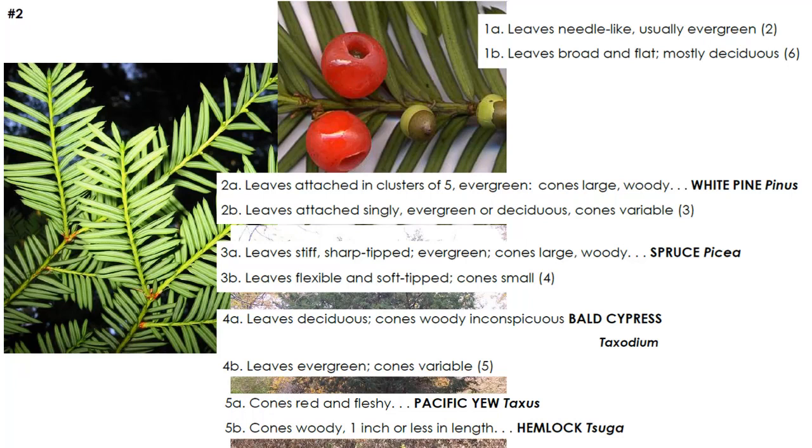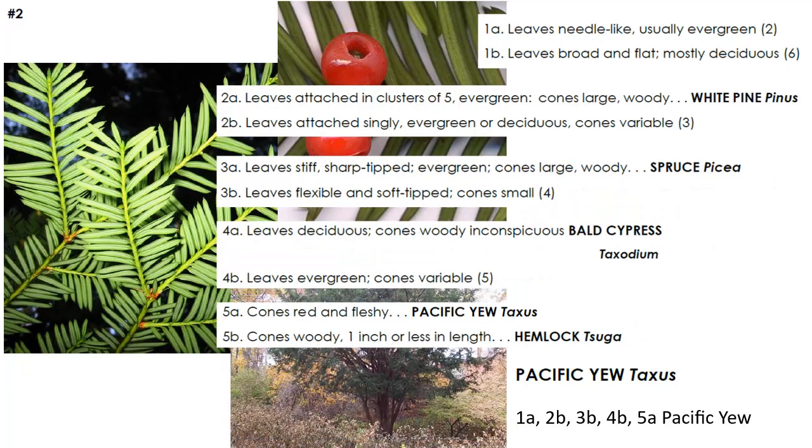5A, cones red and fleshy, or cones woody, 1 inch or less in length. Huh, oh, those red things are cones? Well, so I think we got the right thing, right? That's the Pacific yew, which is from the genus Taxus. And the full path, how to get there, is 1A, 2B, 3B, 4B, 5A, Pacific yew.